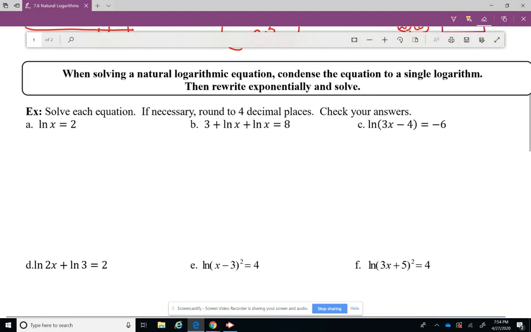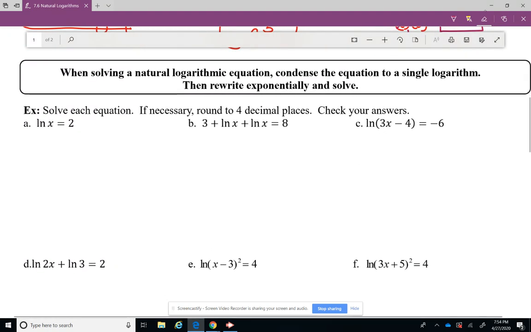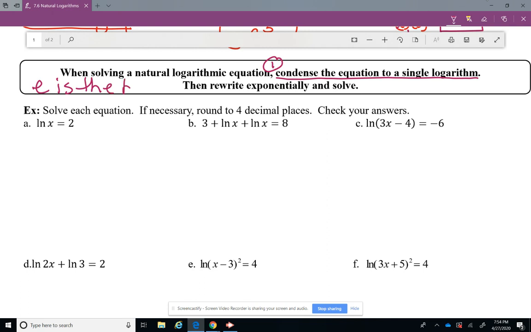All right, when solving a natural logarithmic equation, you are going to condense, I'm going to put a number 1 right here, you're going to condense the equation to a single logarithm. Remember that e is the base.